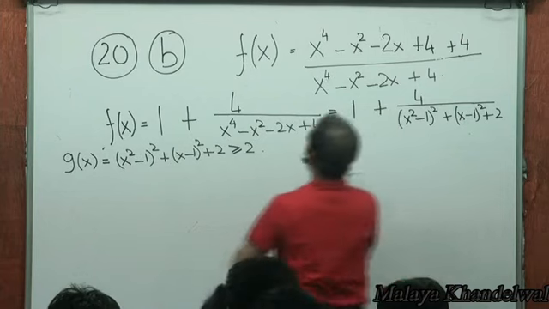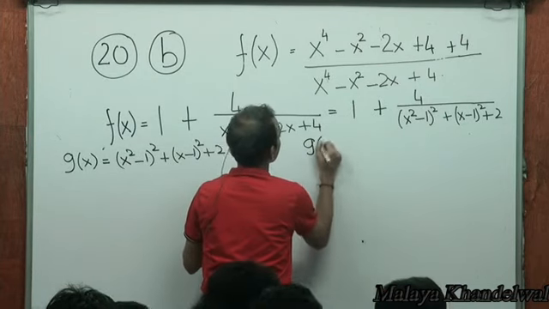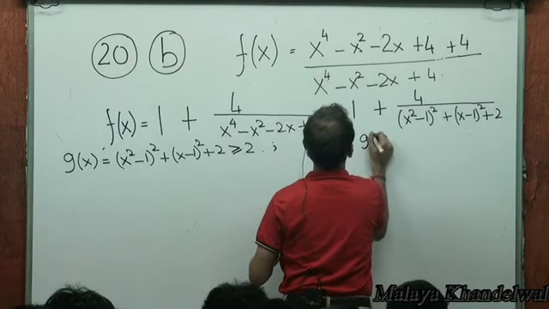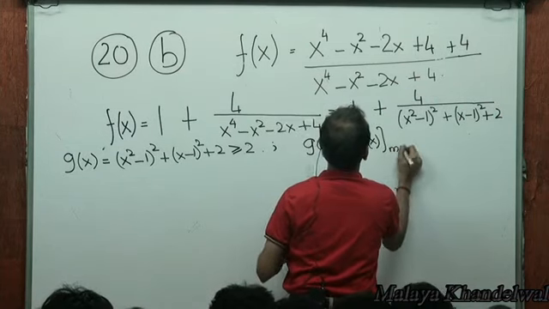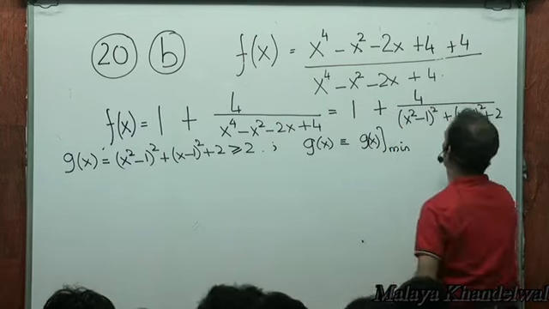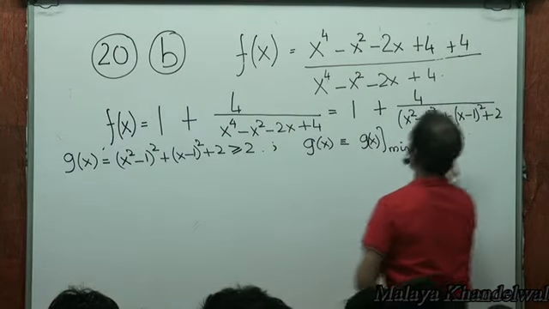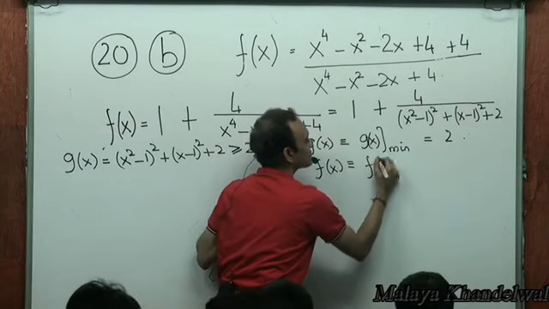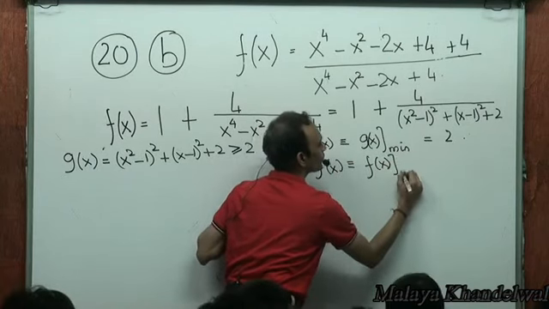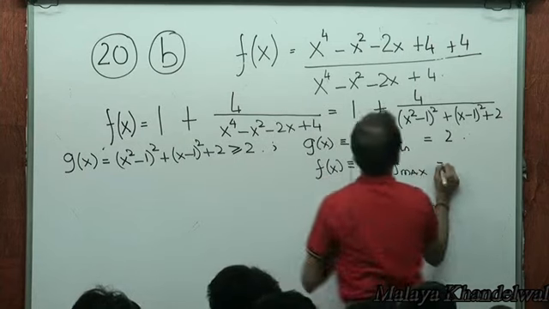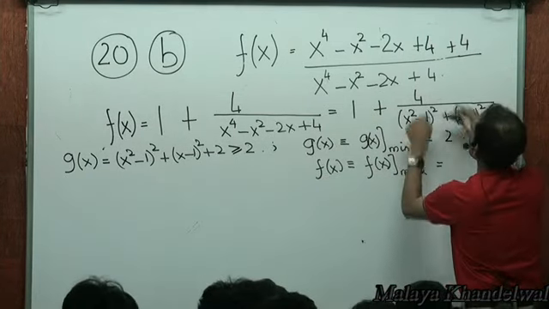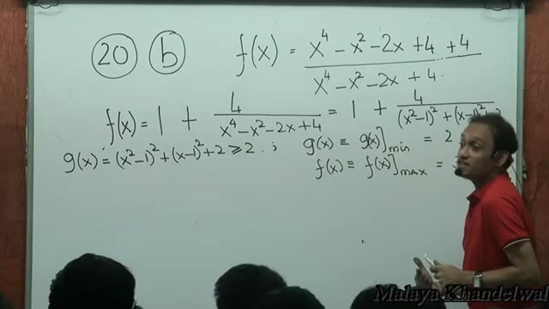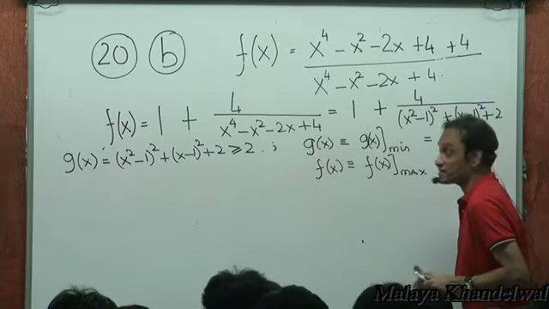So, when g(x) is g(x) min, which is equal to 2, f(x) will be f(x) max, which would be, this becomes 2, so 3, yes or no? So the maximum value of f(x) is 3, the greatest value of f(x) is 3.